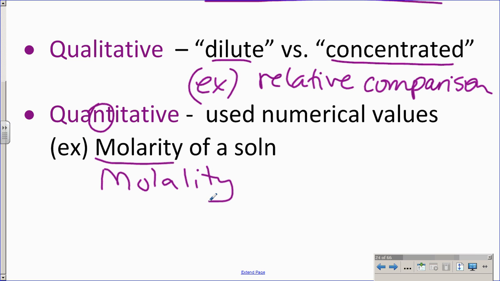What's the difference between these two words? The R and the L, right? Really easy to mix up. We're going to hit molarity a lot.